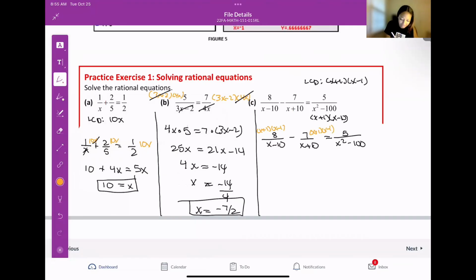Wait, why am I writing ones when these should be 10? And nobody called me out on it. Sorry, y'all. The LCD is x plus 10 times x minus 10.